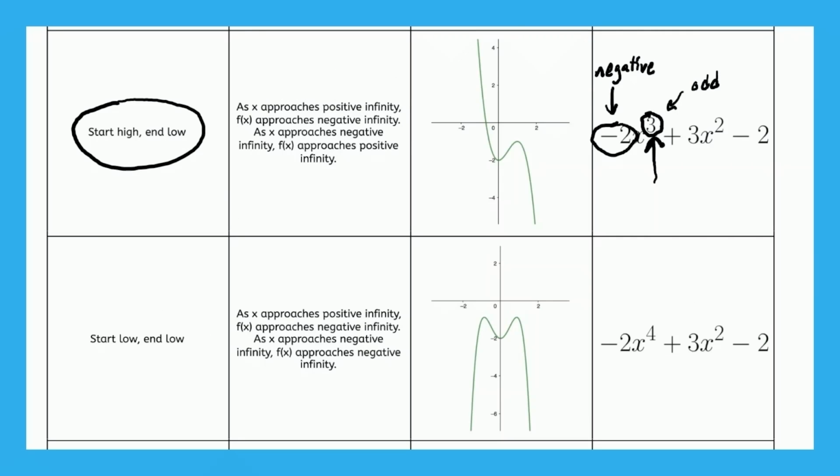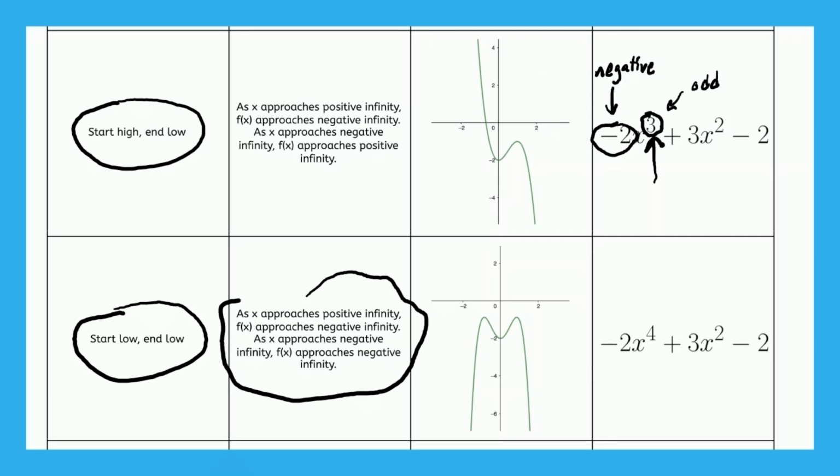All right, let's look at 2 more types of end behavior. This next one is what we call start low and end low. And here is the mathematical description of this type of end behavior. I'll let you read that if you want. Just like in the first 2 examples, this mathematical description is just describing what happens on the graph in the extremes to the left and to the right.